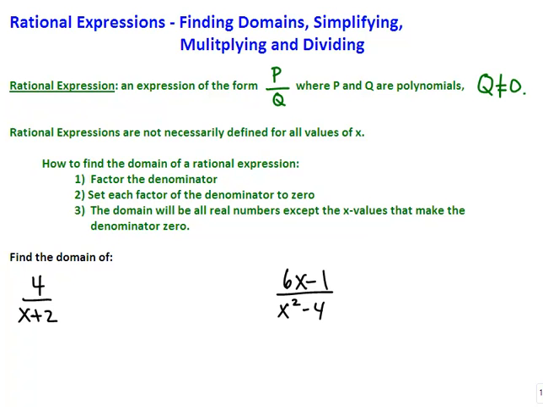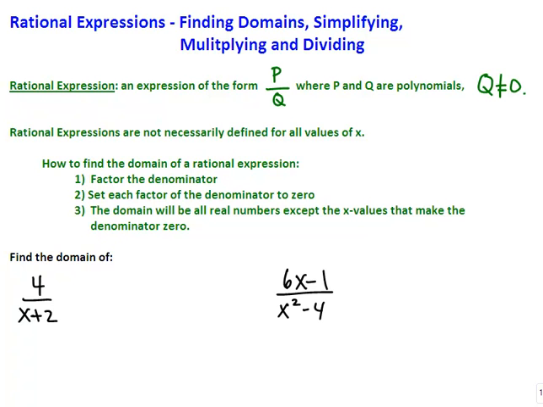A rational expression is any expression of the form p over q, where p and q are polynomials, and we're also going to require that q doesn't equal 0 because it's undefined if you have a 0 in the denominator. So when we talk about rational expressions, we're looking at polynomials divided by polynomials. Rational is just kind of a fancy word for fraction. So we're going to be dealing with fractions.